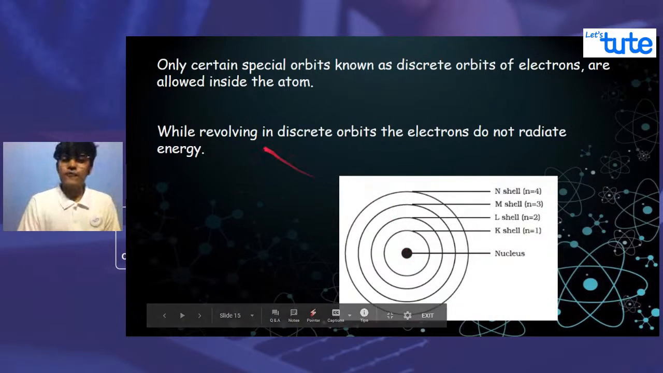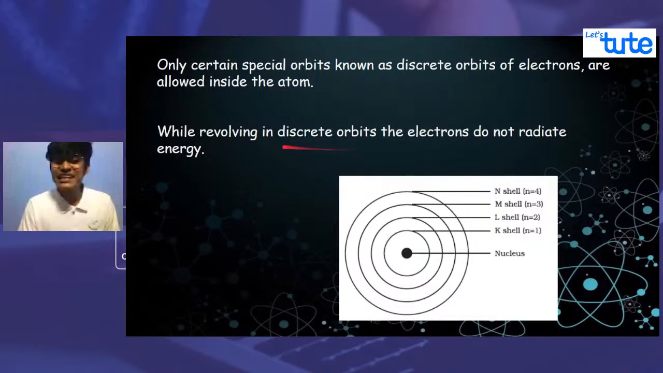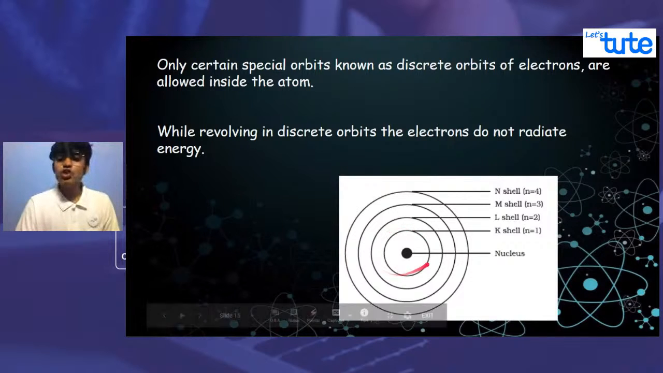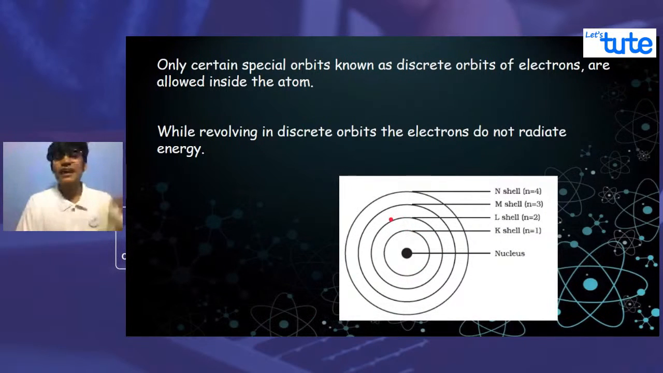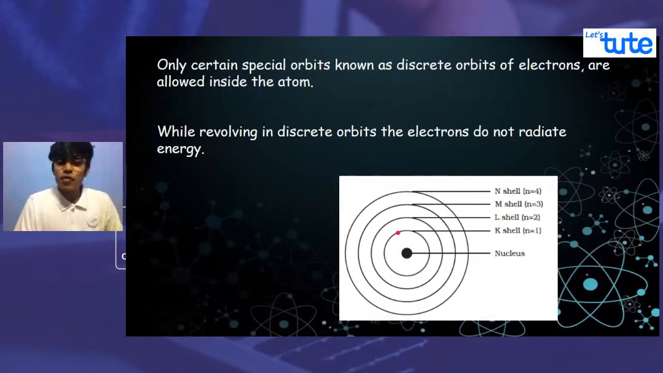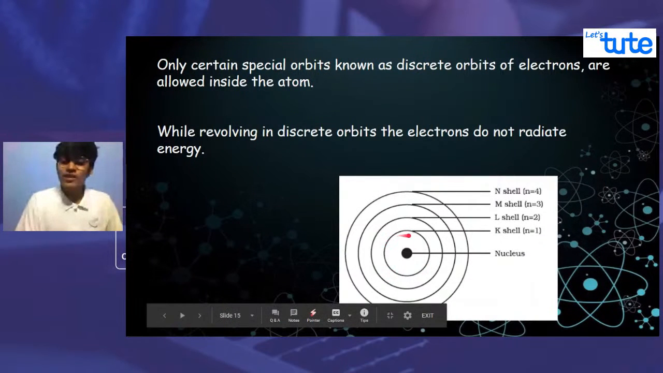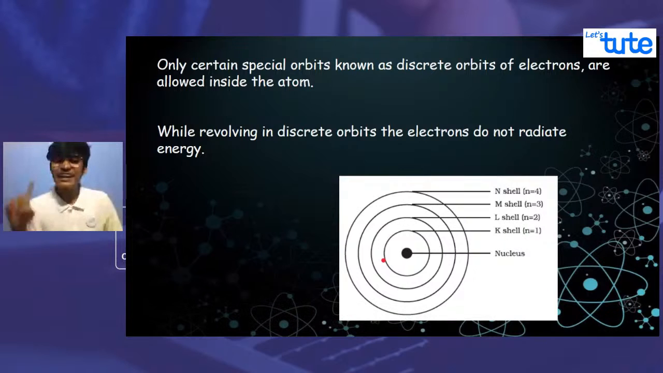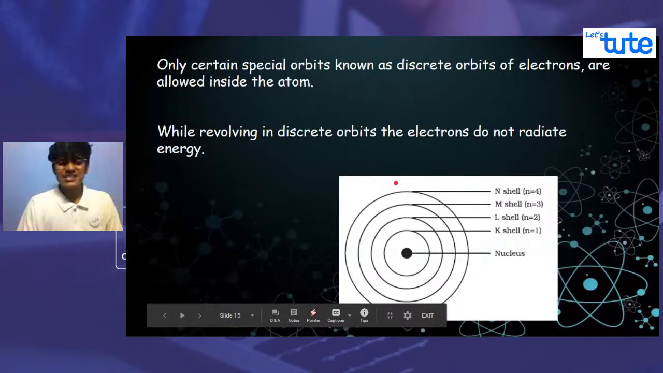It was because the electrons revolve in discrete, separate orbits, and every electron has its specific orbit to revolve in. In the first orbit there will be 2 electrons, in the second orbit there will be 8 electrons. These are the numbers of electrons possible in these orbits. Only a specific number of electrons revolve in each discrete orbit, and while revolving there, they won't radiate energy. This was the model which Neil Bohr suggested.